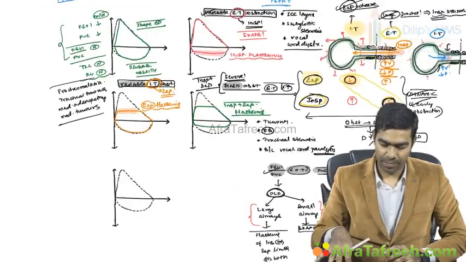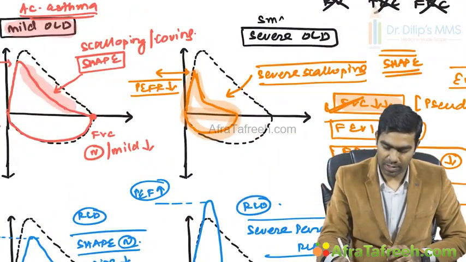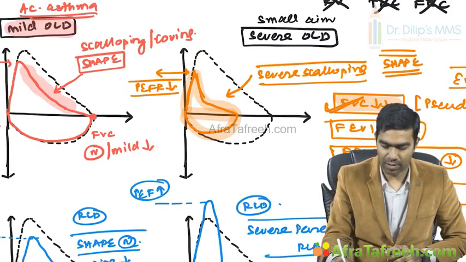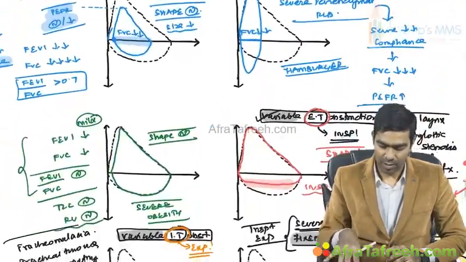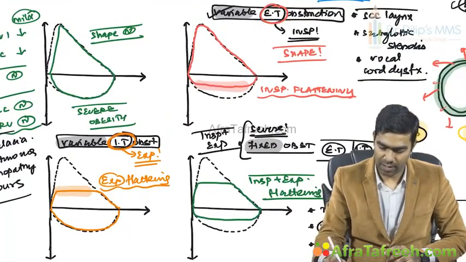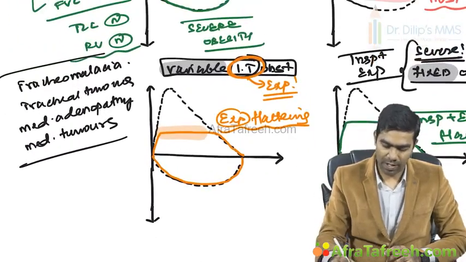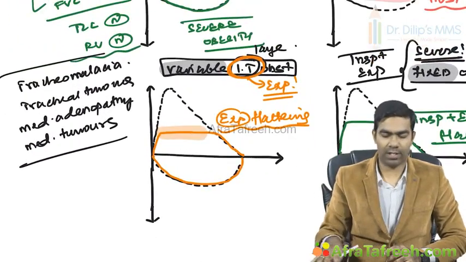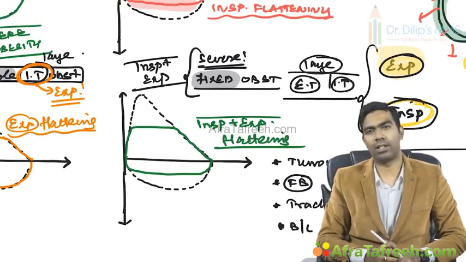Remember, this curve is a typical OLD, which means it's a small airways obstructive lung disease, not a large airway disease. Clear? This indicates a large airway. So this inspiratory flattening means extrathoracic large airways. This expiratory flattening means intrathoracic large airways. This fixed means extrathoracic or intrathoracic large airways.